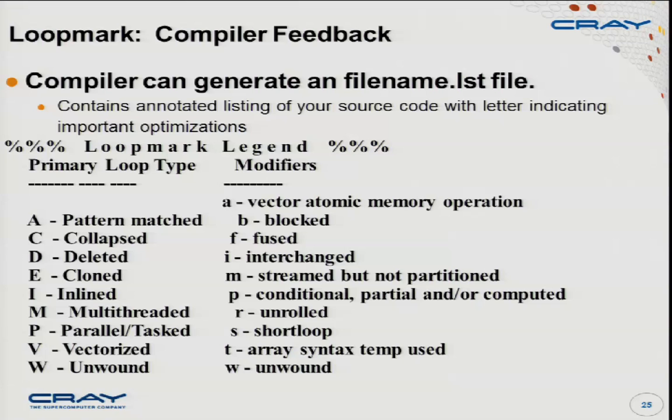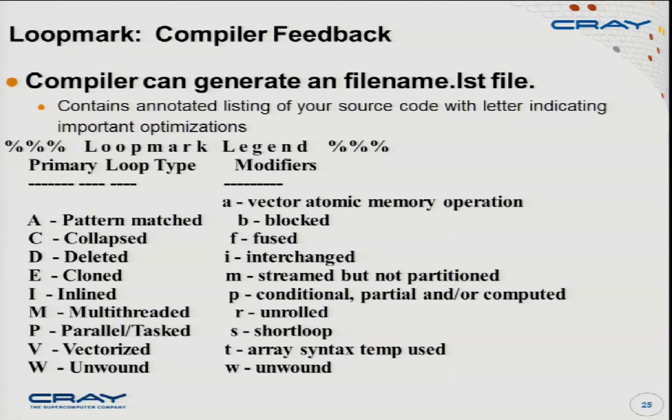Inline, this applies to subroutines and functions. It was able to see the subroutine, see the function, and it says, well, it's small or it's a leaf routine, to save the calling overhead, I'm going to inline it. And then you're going to see a big I right next to that call site. Multi-threaded, that probably doesn't apply as much anymore, but parallel and tasked, big P, that applies to OpenMP loops. If you have an OpenMP region and you want to make sure it acknowledged the OpenMP directives, then you're going to see a big P next to that region.